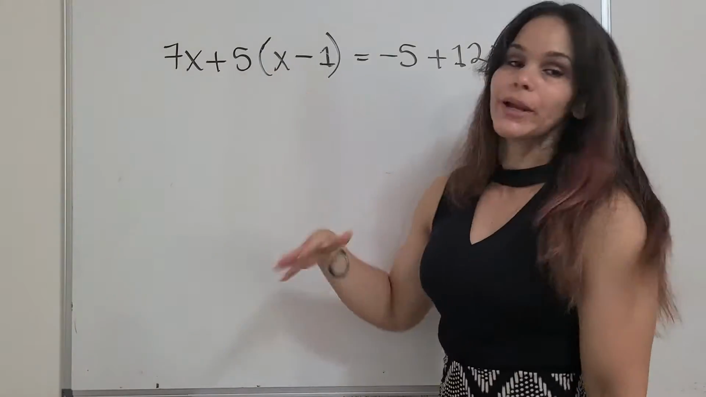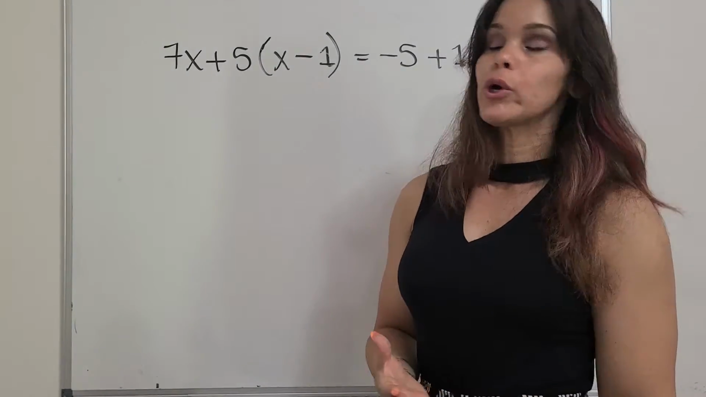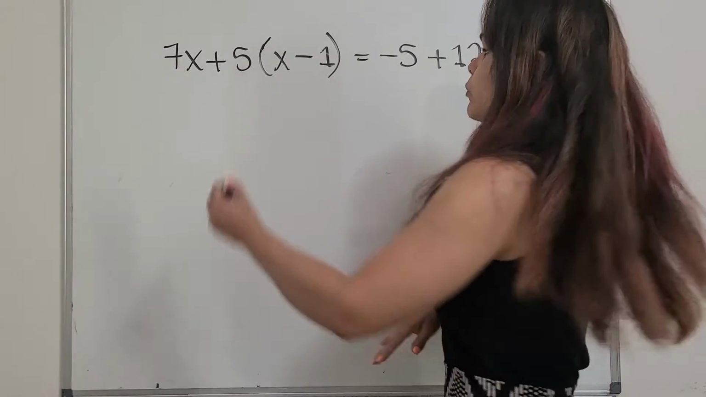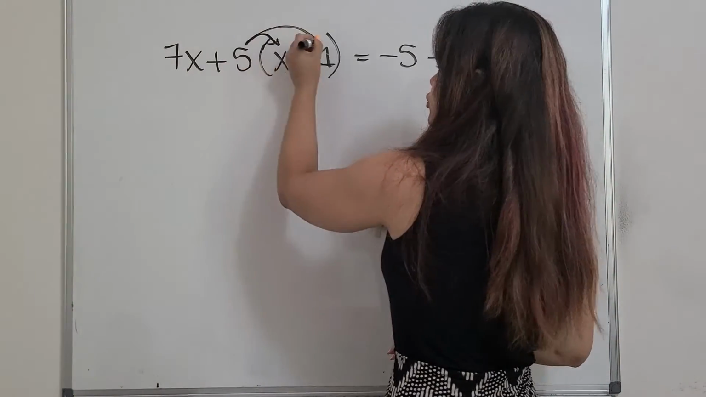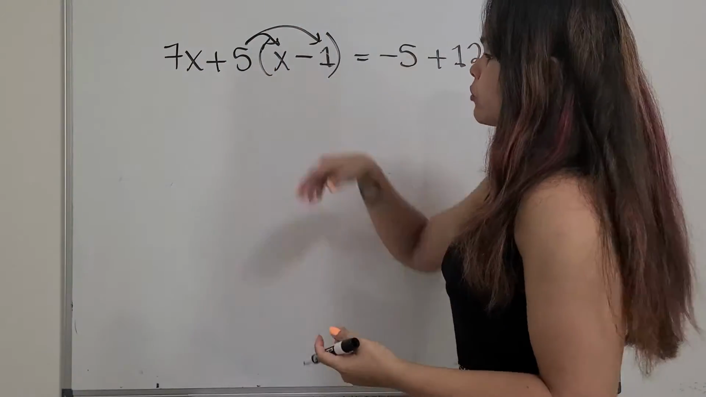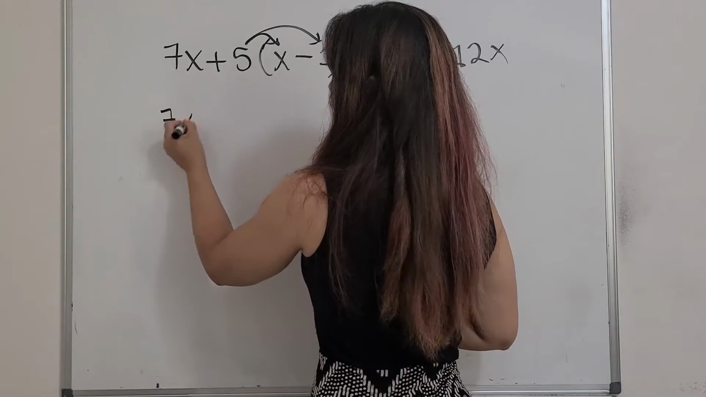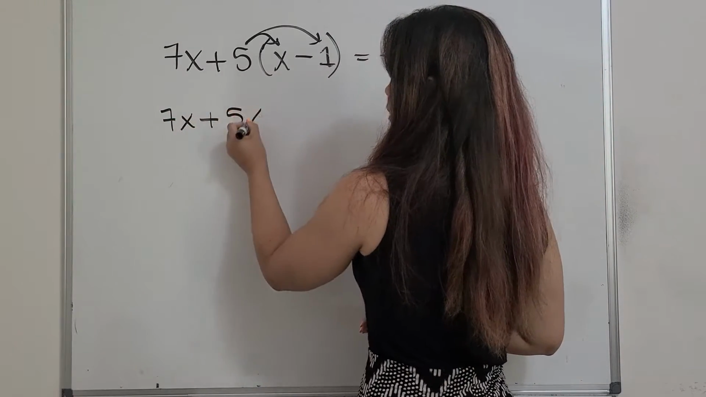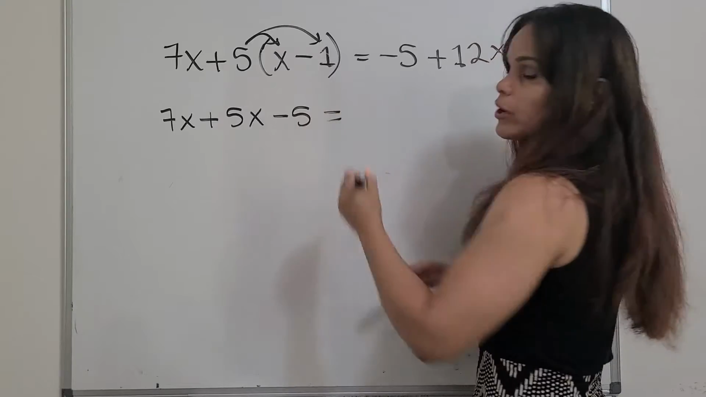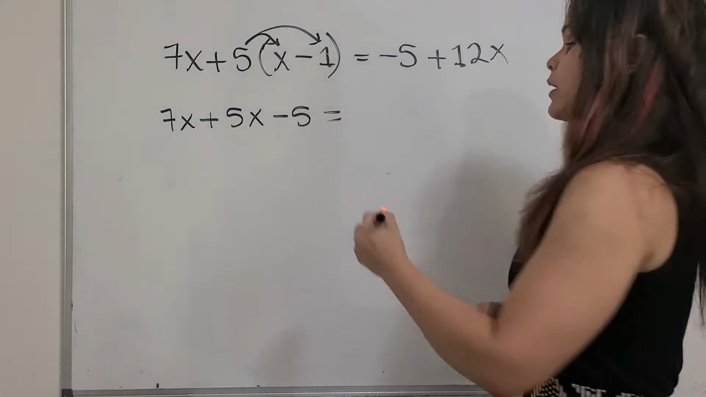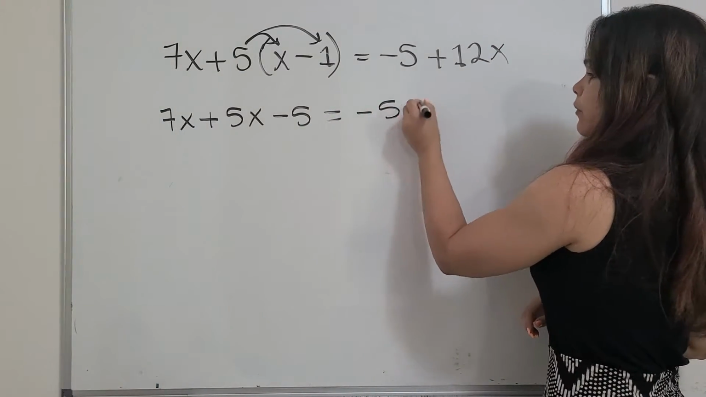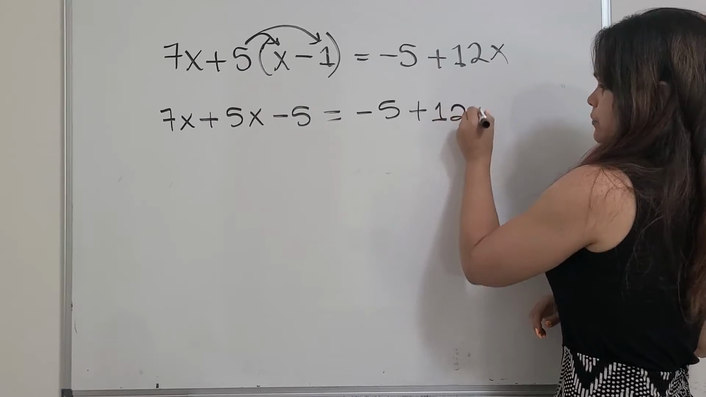We observe that we have a parenthesis here, so we know which way to go. We need to distribute here. So I'm going to multiply the 5 with each term inside the parenthesis. So on the left side, we're going to have a 7x plus 5x minus 5. And on the right side, I don't have a parenthesis, so I'm going to write it as it is, which is negative 5 plus 12x.